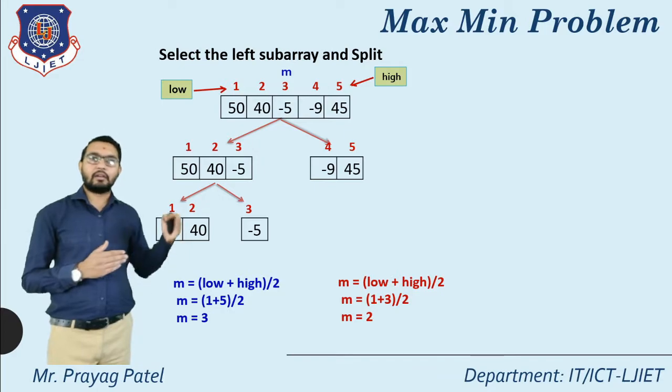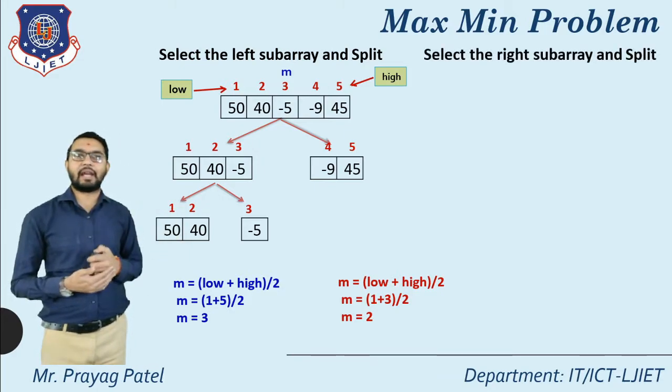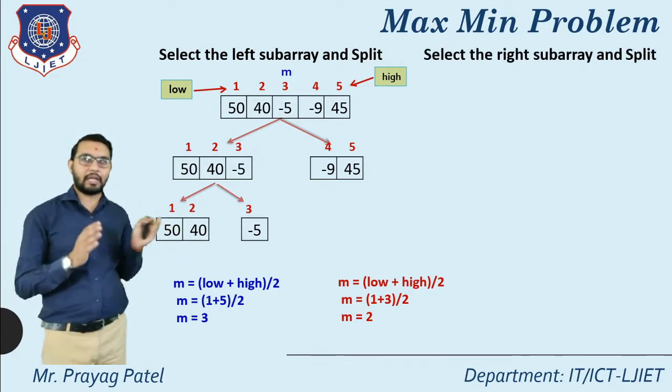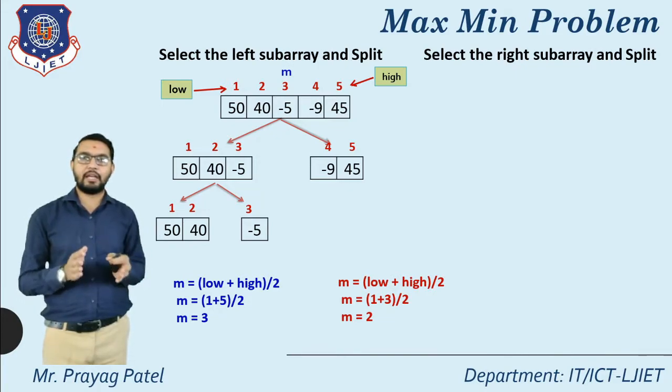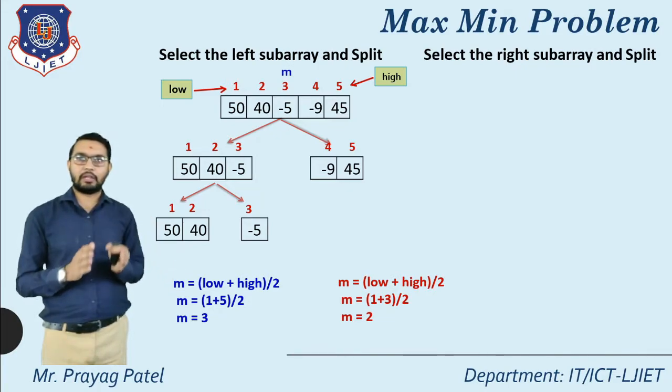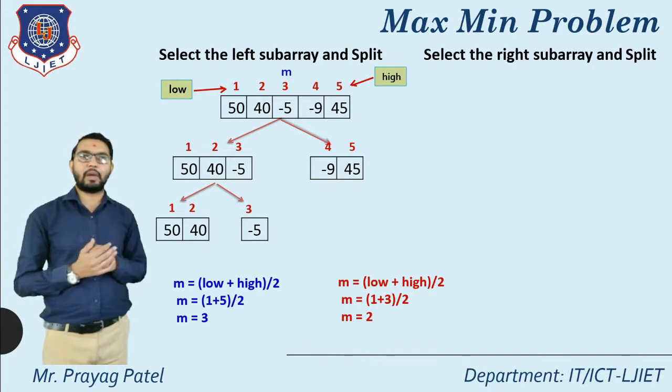Now after that, consider the right subpart and divide the right subpart, because in the left subpart each and every array is divided into smaller subparts till we get 2 elements or less than 2 elements in each subarray.